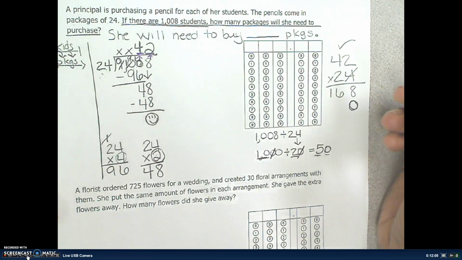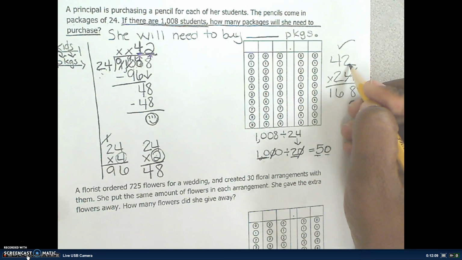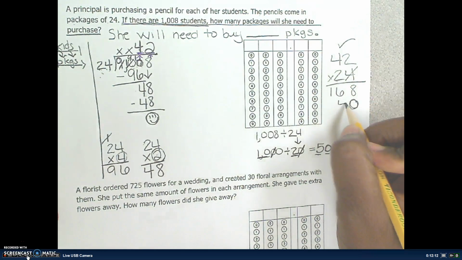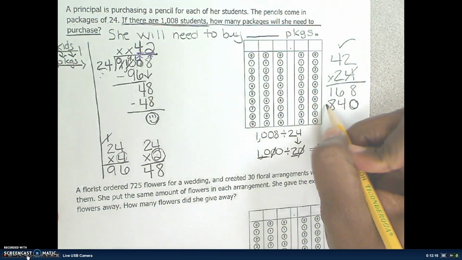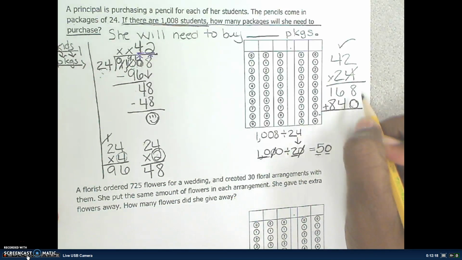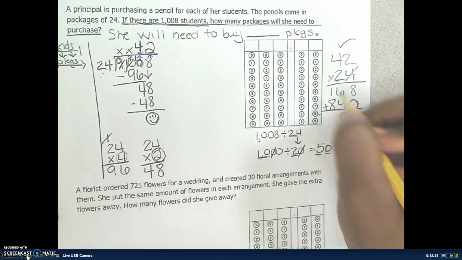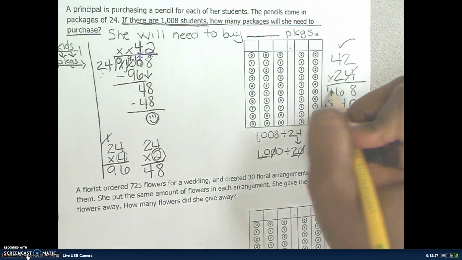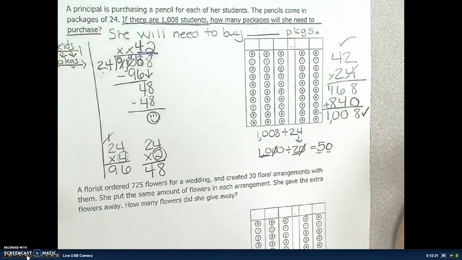And I place my 0 because really I'm saying not 2 times 2. I'm really saying 20 times 2. So 20 times 2 is 40. And notice that's why the 0 is there. 2 times 4 is 8. And I add my partial products. 8 plus 0 is 8. 6 plus 4 is 10. And then 8 plus my 1 is 9. Plus 1 more is 10. And that I have my partial products.